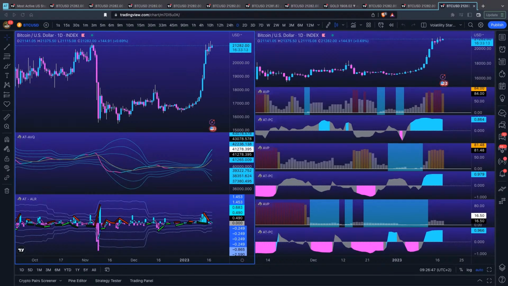I am looking at the volatility starter indicators here on our volatility starter chart. These are Alpha Trading tools, and these are actually available for free in our Discord.